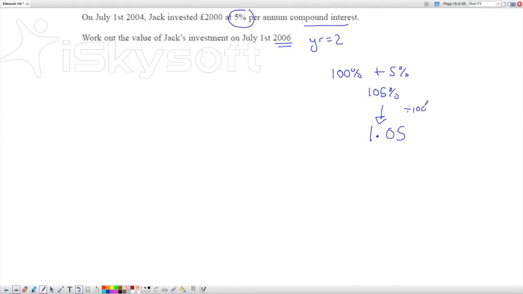Finding our multipliers, we always divide from a percentage to get to a decimal, dividing by 100. So the original amount, 2,000 invested, times by our multiplier, which is an increase, 100 plus 5%, to the power 2. That's the number of years, and it's compounded. So we have our value after 2 years, £2,205.